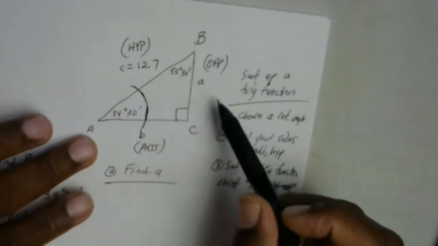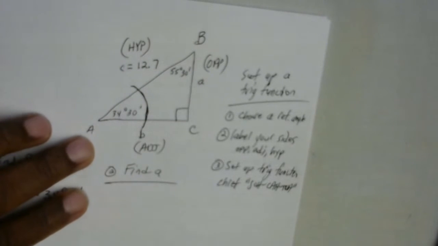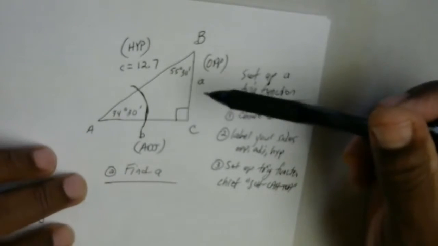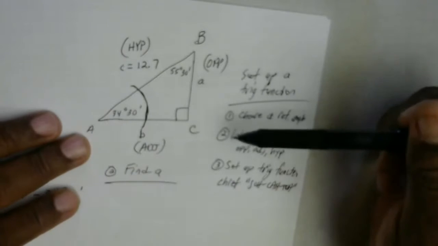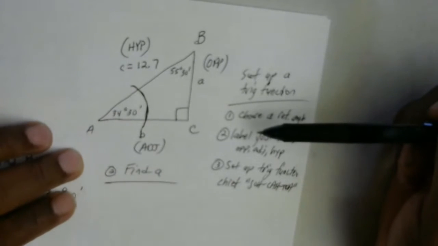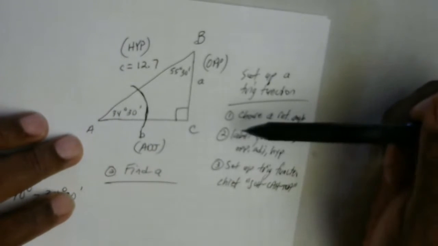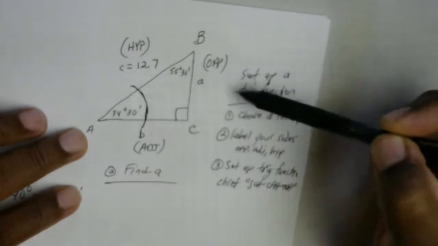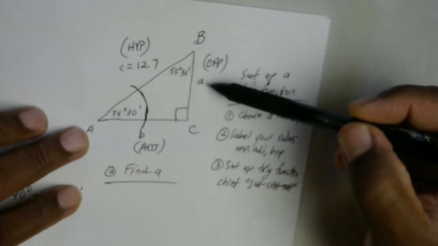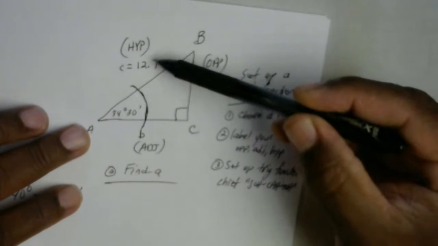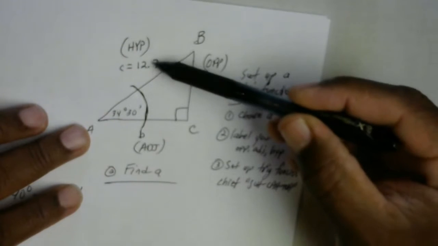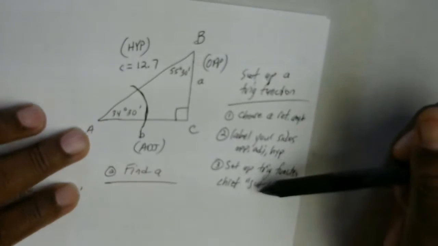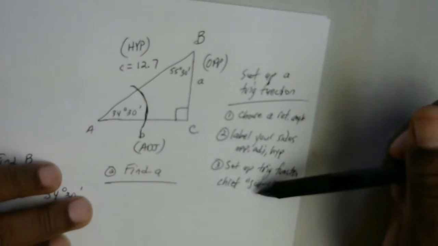So if we're finding side A, what function will we use? Well, we want to make sure that whatever function we use, there's only one unknown, because if there's only one unknown, we can solve it. So I'm going to use angle A. I have to use my opposite because that's what I'm trying to find. And I'm also going to use the hypotenuse. So for my opposite and my hypotenuse, that would give me a sine function.